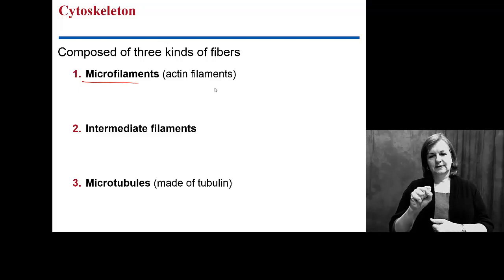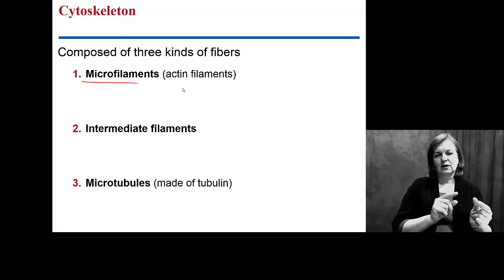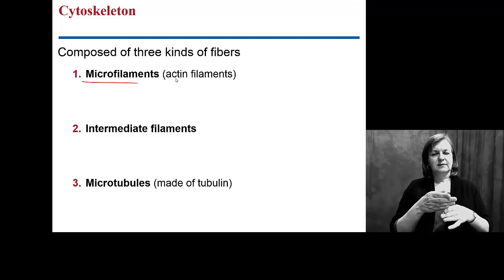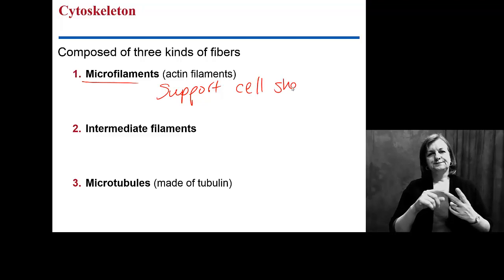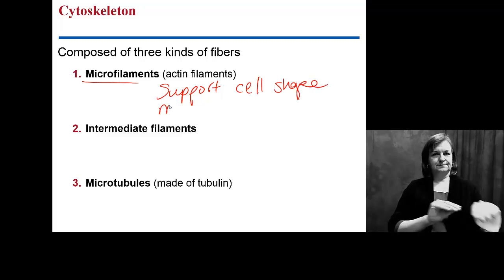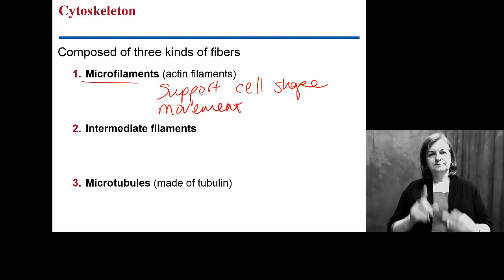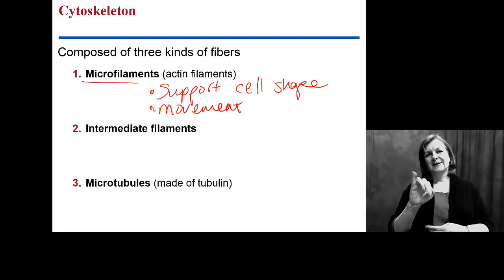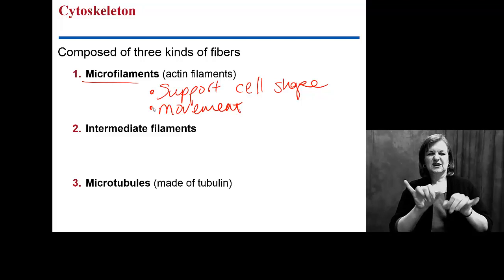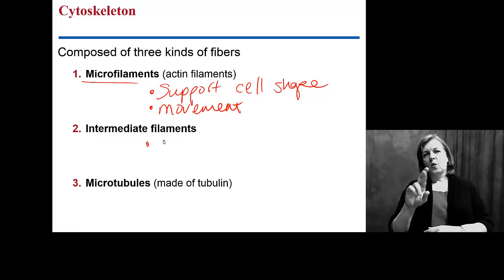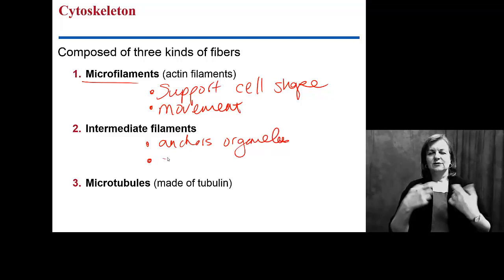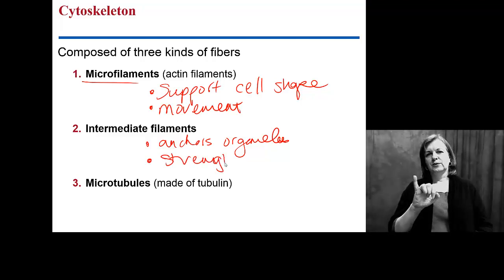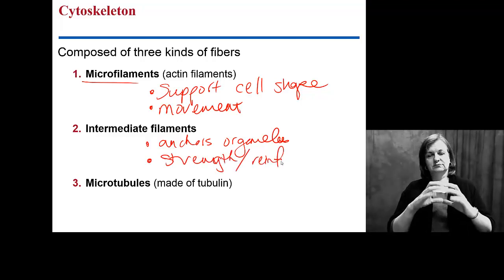Microfilaments, these are actually the smallest ones, micro meaning, of course, small, but we look at these as primarily supporting the cell shape, and they're involved in movement. Okay. Intermediate filaments, kind of medium in size, I guess. So these are anchors for organelles. We look at them as giving great strength and reinforcement to the cell.